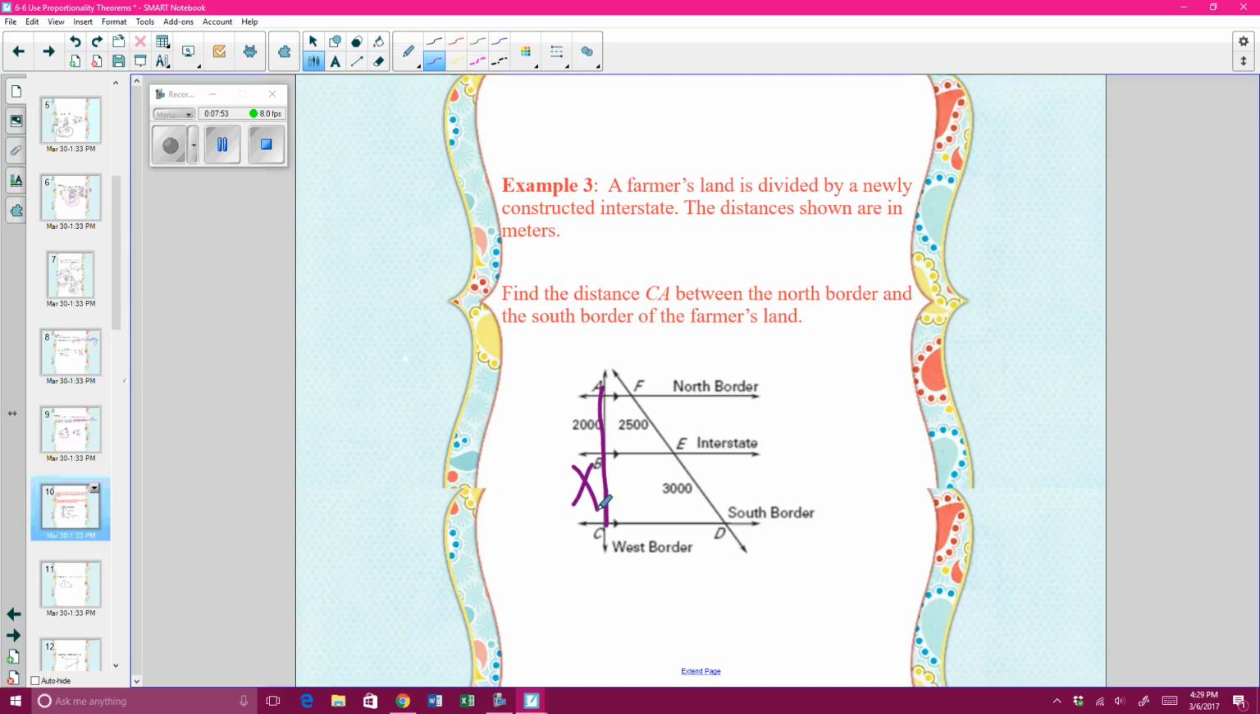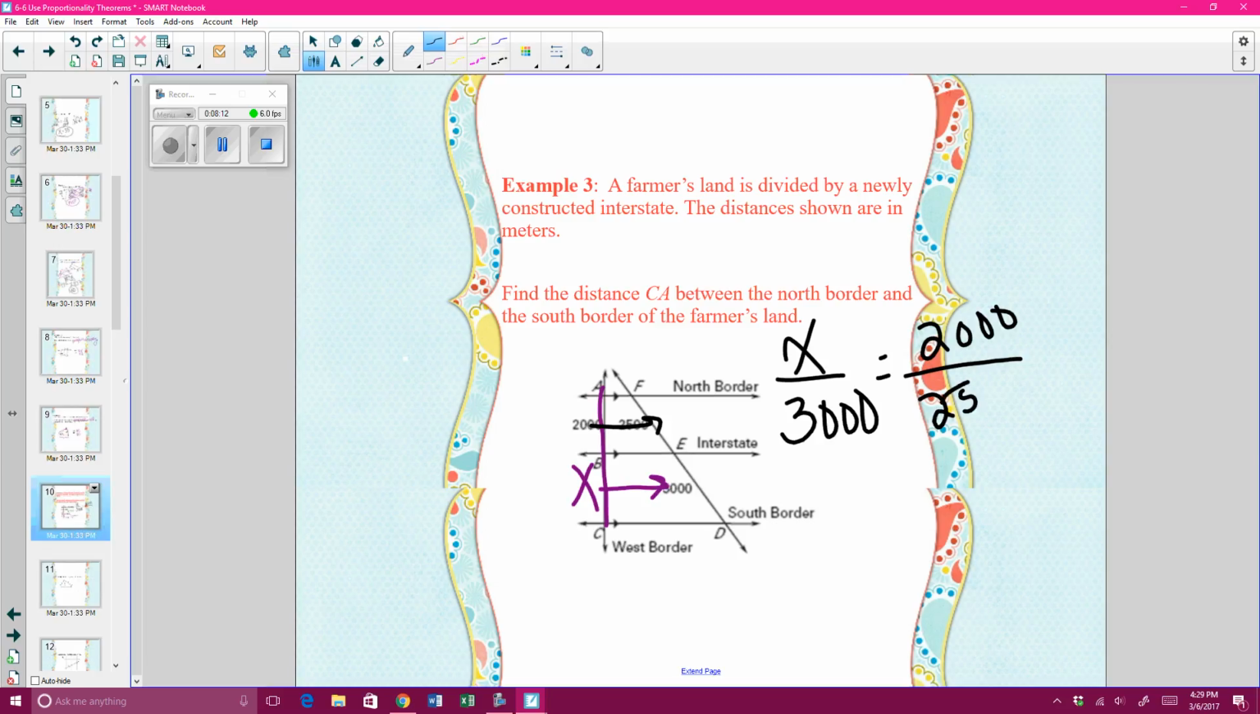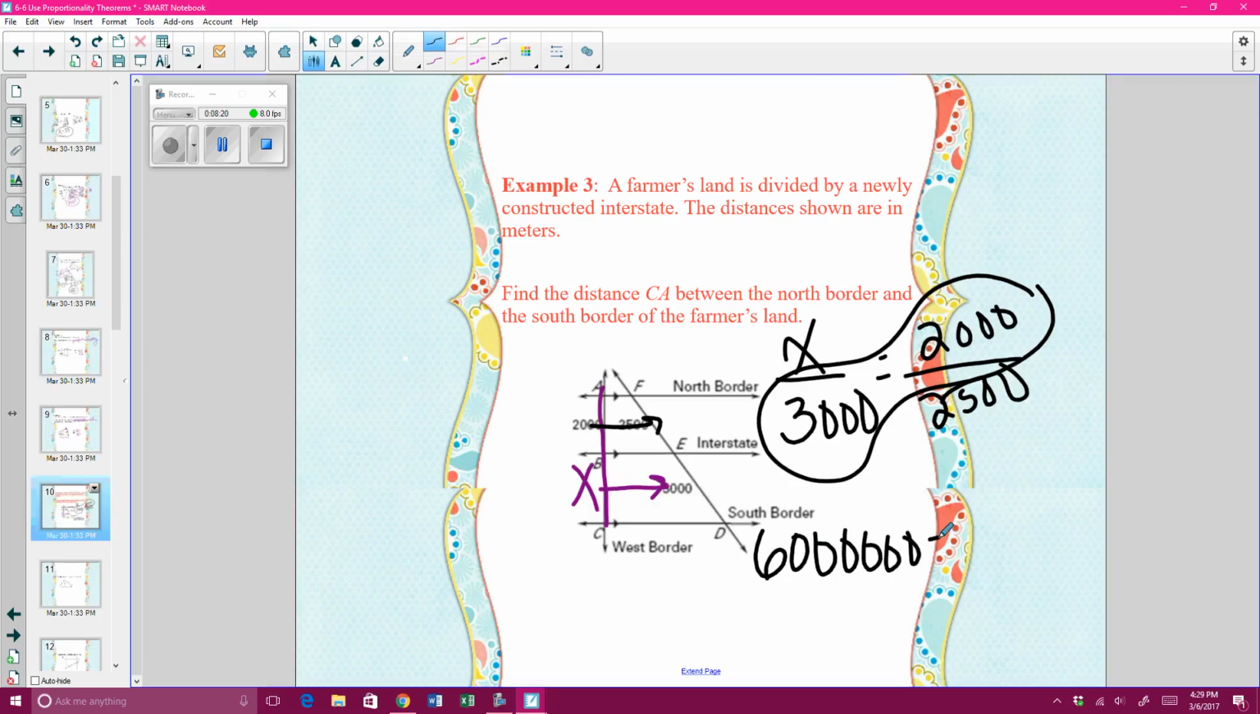So let's go ahead and set up this proportion. Again, there's a few different ways you could do it. I'm just going to go X with 3,000, and then 2,000 with 2,500. If I cross multiply 2,000 times 3,000, I get 6 million. And so that equals 2,500x. And if I divide 6 million by 2,500, I get 2,400.